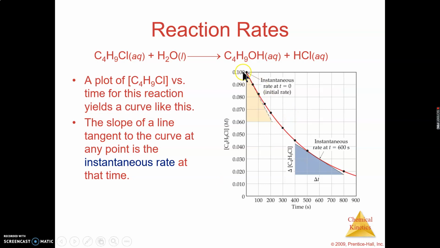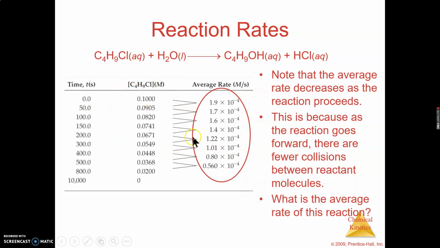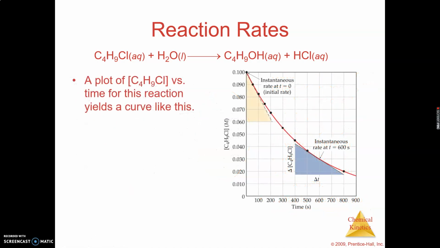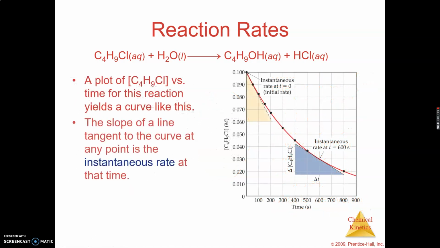Same thing here. If we want to find the instantaneous rate at time equals 0, we just find the slope of the tangent line at time equals 0, and once we find that slope, we would know that is the instantaneous rate. So make sure you're able to distinguish between finding the average rate, which is just what we looked at here, final minus initial, dividing those, or doing the instantaneous rate, which is just the slope of the tangent line.